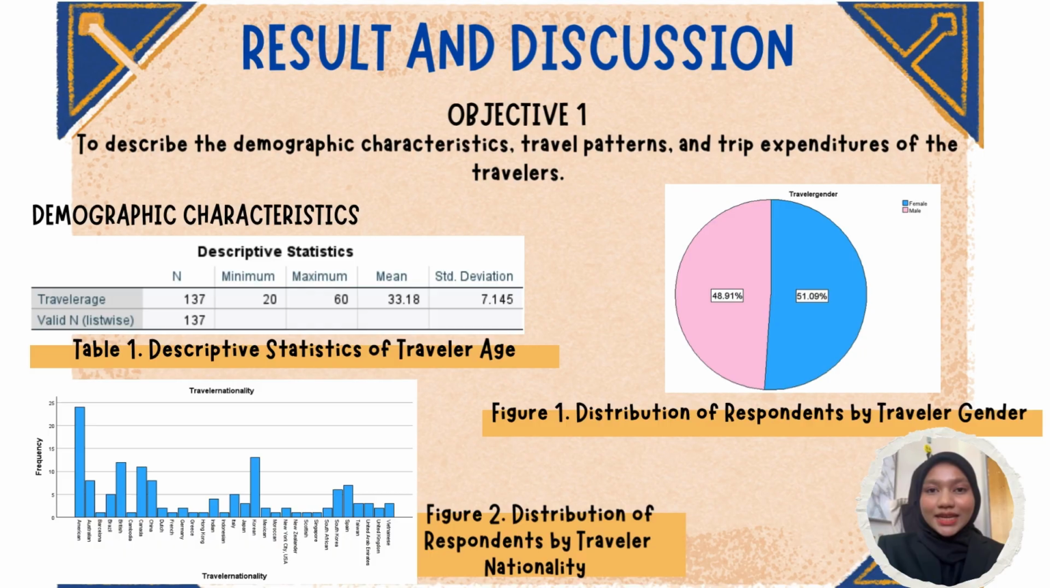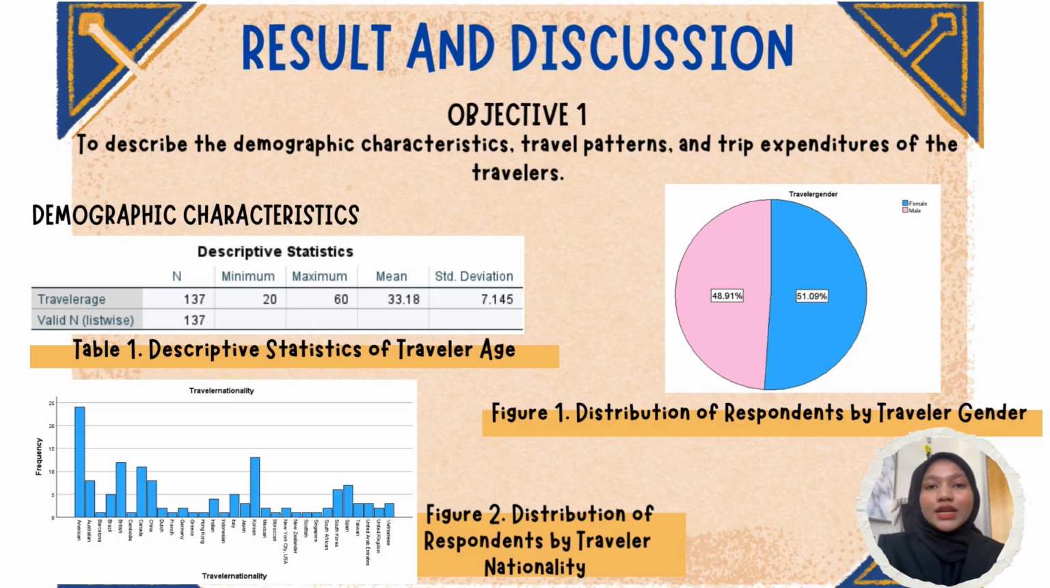Next, for traveler gender, Figure 1 shows the distribution of respondents by traveler gender. The result indicates that 51.09% were female, while 48.91% were male. This shows that the gender distribution was relatively balanced, although female travelers slightly outnumbered male travelers.